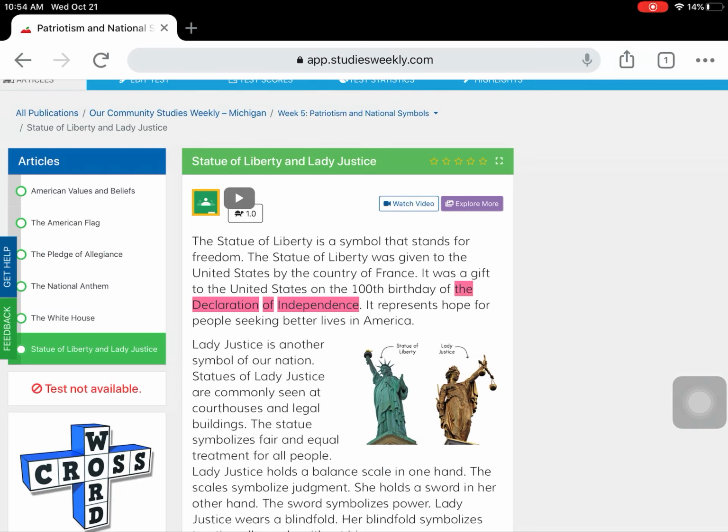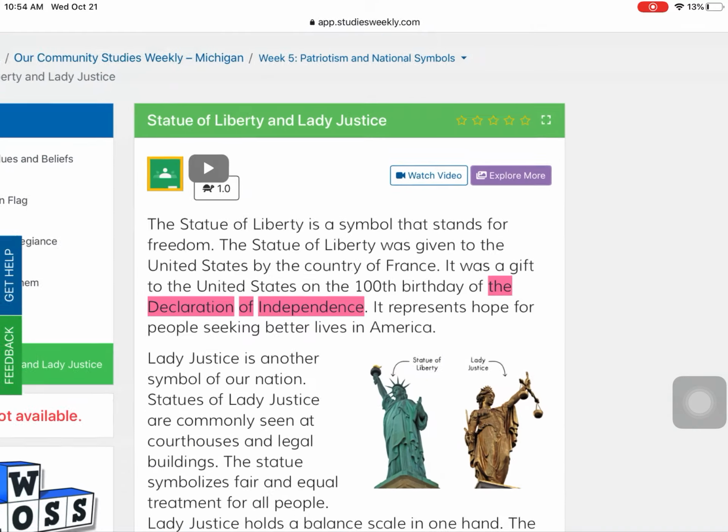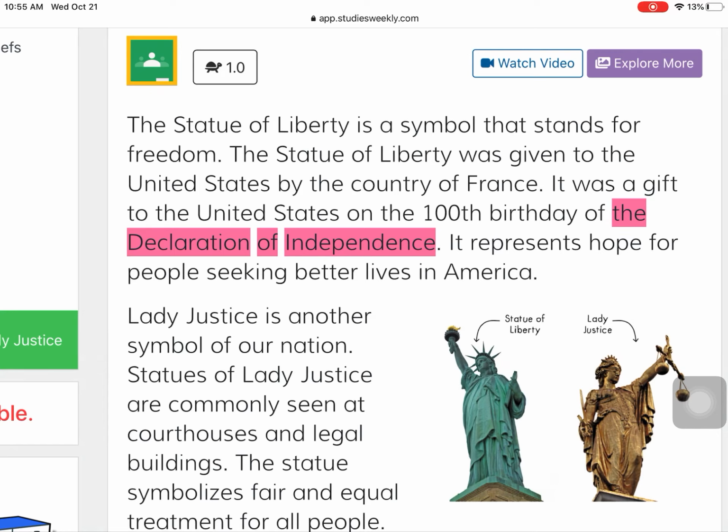We have talked about symbols a lot and what those symbols represent here in the United States of America. We've talked about American values and beliefs, the American flag, the Pledge of Allegiance, the national anthem, the White House, and today we will be talking about the Statue of Liberty and Lady Justice a little bit. So let's look at our passage here.